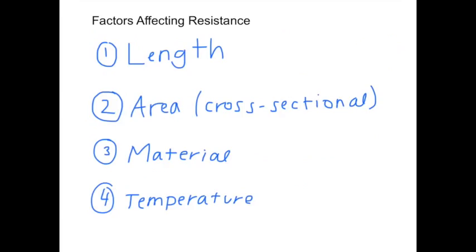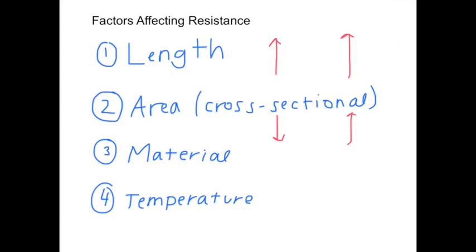When we're looking at resistant materials, there are a few factors that affect just how resistant they are. The first is the length of the material. As length increases, so does resistance. There will be more resistance in a longer material. The second factor is cross-sectional area. This is inversely related to resistance, so as the cross-sectional area becomes smaller, resistance will become bigger.